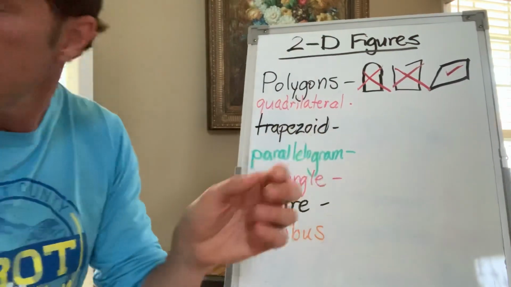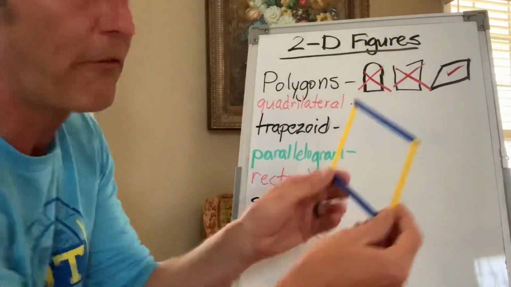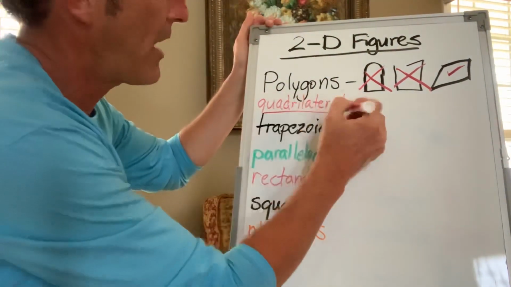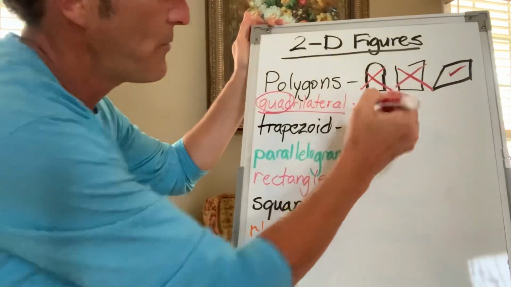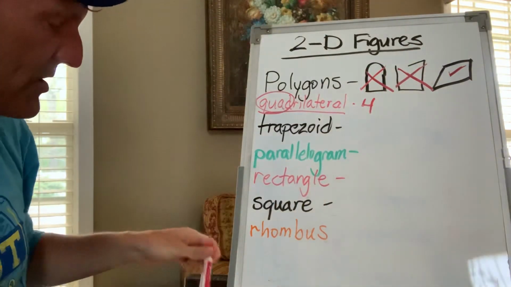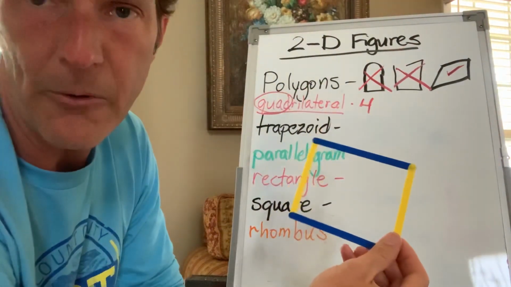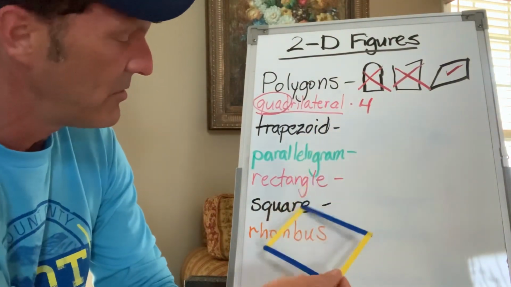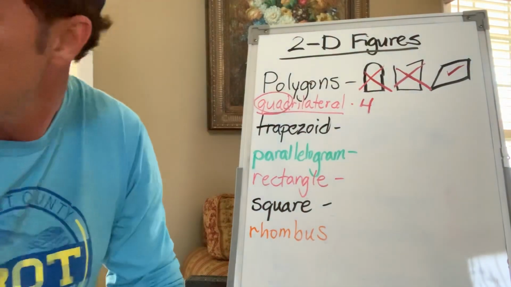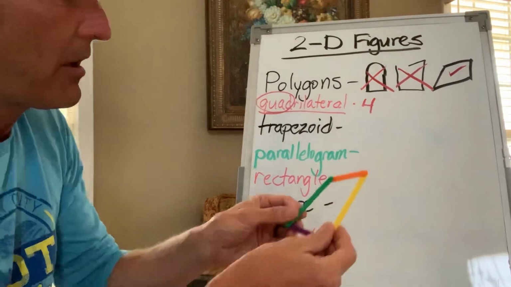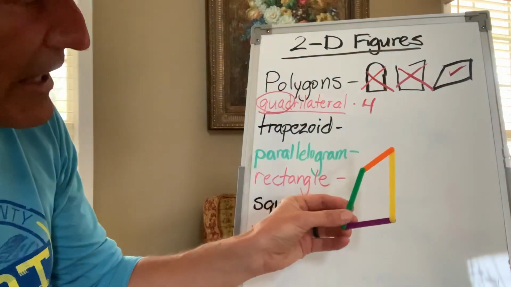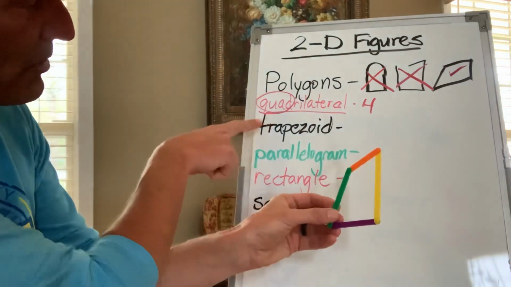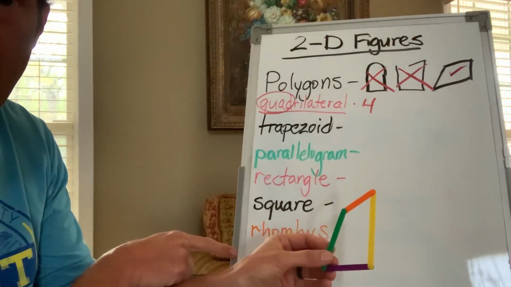But the one that we're going to focus on the most is the 4-sided polygon. And the 4-sided polygon is called a quadrilateral. Quad means 4. So if it has 4 sides and 4 angles, then we know it's a quadrilateral. So there are some specific quadrilaterals that have unique characteristics. Now, this one here would not be any of those. It's a quadrilateral, it's a polygon, but it's not going to have the characteristics of any of these 5.